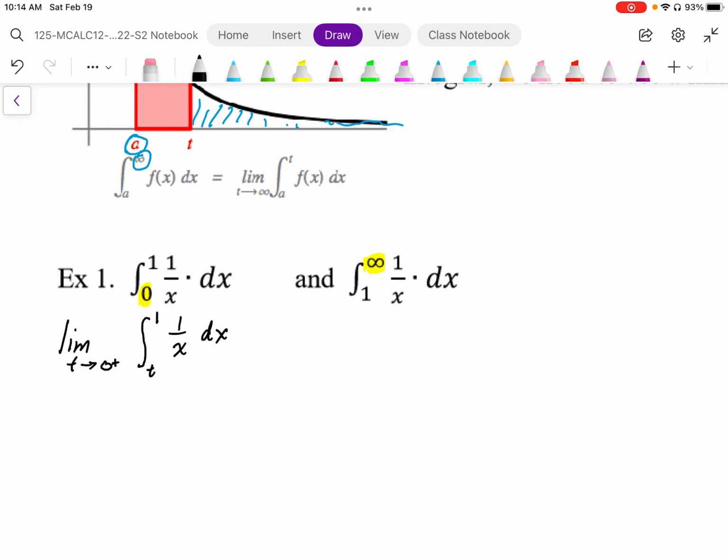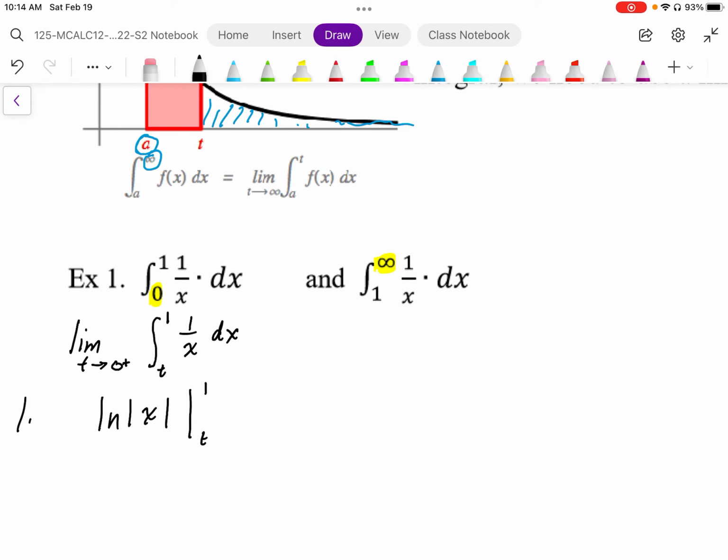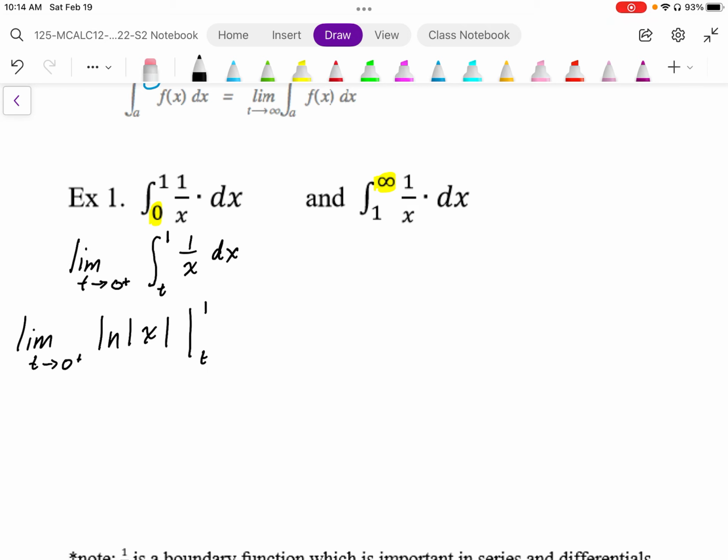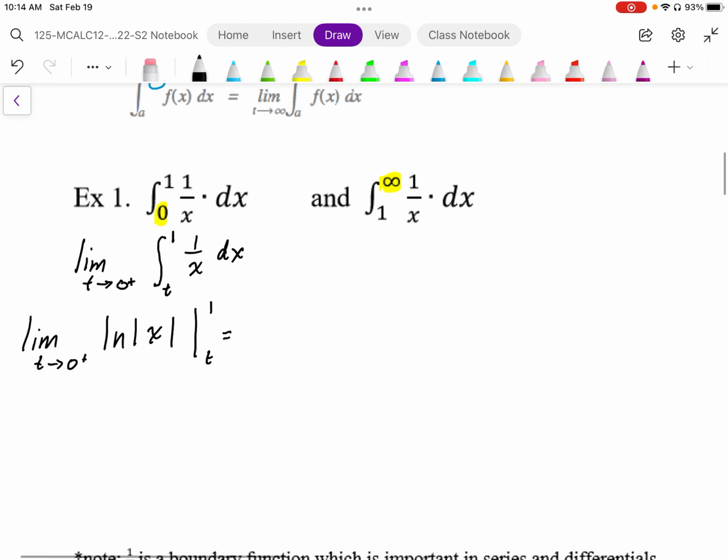So I'm just going to integrate normally. So I'm going to end up with log x, or in this case, ln x, and then I'm going to go from t to 1. And because t is going to 0, I need a limit to show that t is approaching 0. And again, it's from the positive side. So when I do that, I'm going to evaluate this limit now. I'm going to plug in my t value. So this is going to look like this. The limit as t approaches 0 from the positive side.